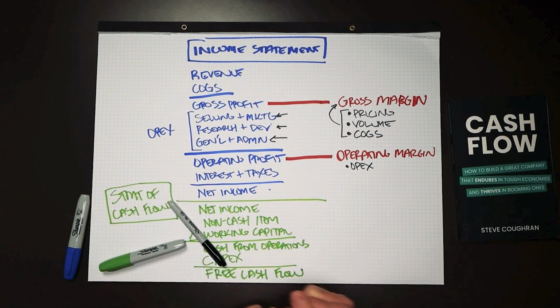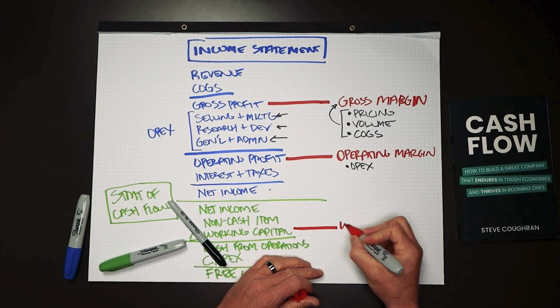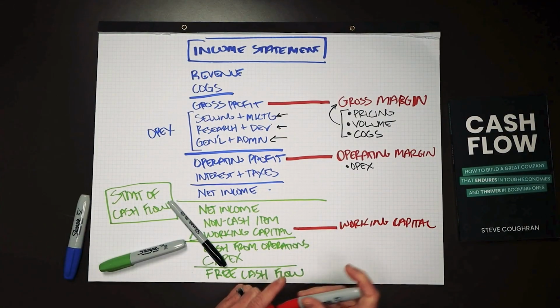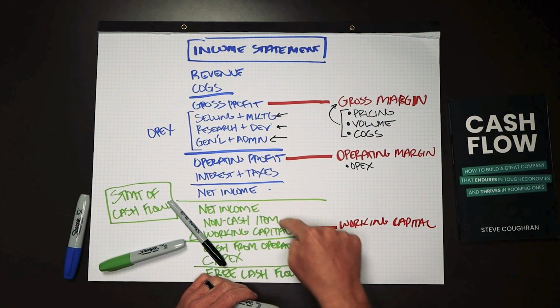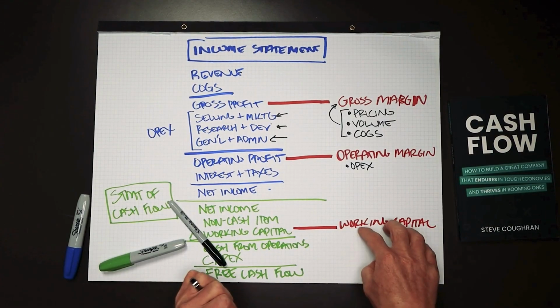All right, so the next thing you'll want to pay attention to is working capital. Working capital is going to come from all this: your net income, your non-cash items, and your changes in working capital make up your working capital.